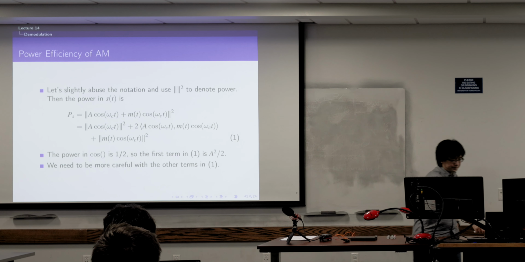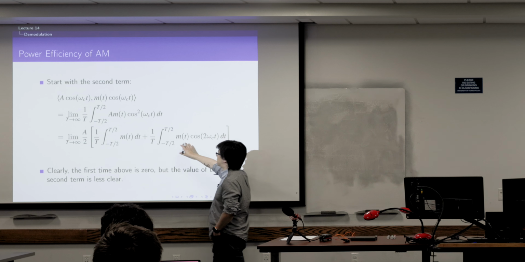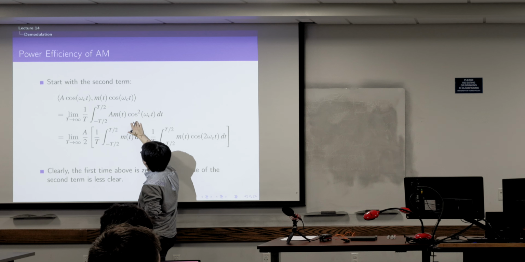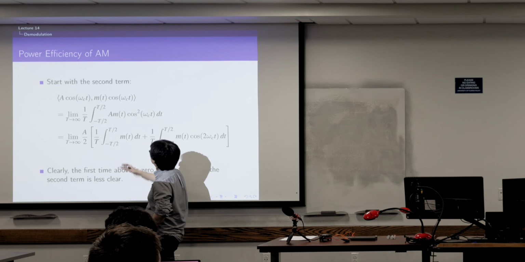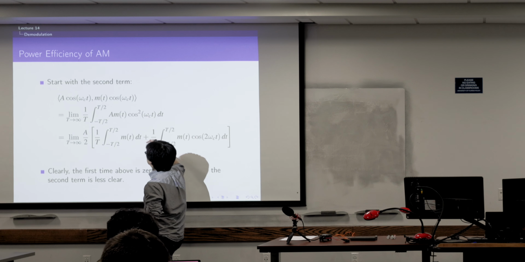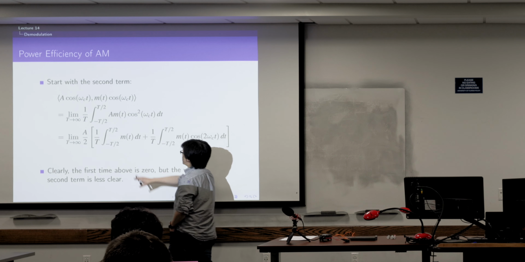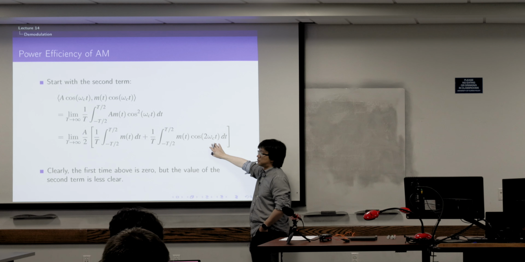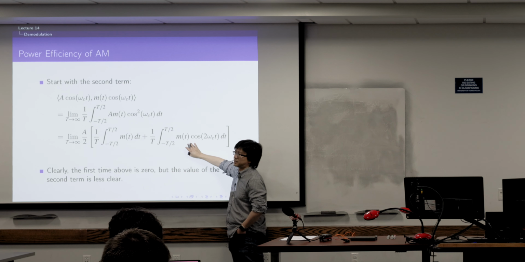For the second part, this is what we got. If we do the direct computation, we get this formula with a cosine square. We can use the trig identity to break it into 1 plus cosine 2 omega_c t, the entire thing divided by 2. The first part may be okay to compute, because we know the DC component is 0. But the second part may be a little bit troublesome. It is not obvious what the value of it is. You can take a guess, but it's not obvious.